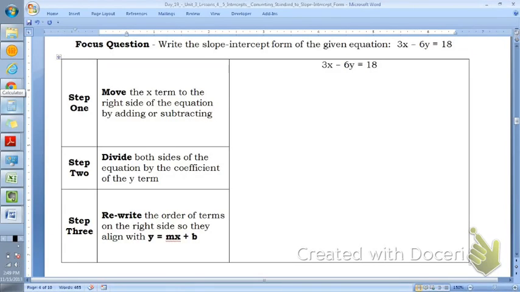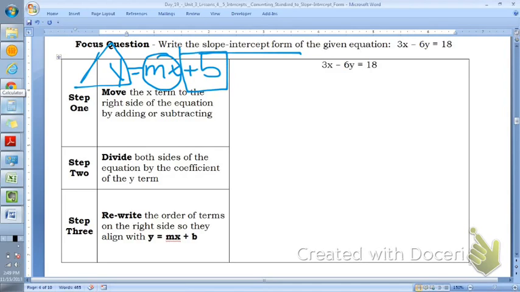So what does this mean? It says write the equation in slope-intercept form. Remember that slope-intercept form is y equals mx plus b. You're going to want to chant this several times until you remember: y equals mx plus b. What that basically means is we want our y term to be first in our equation with no coefficient, then your x term, and then your constant.